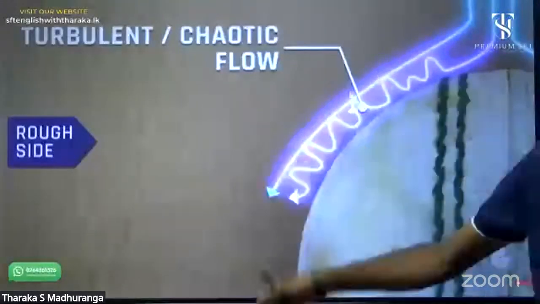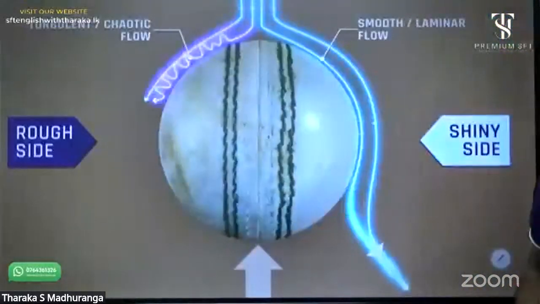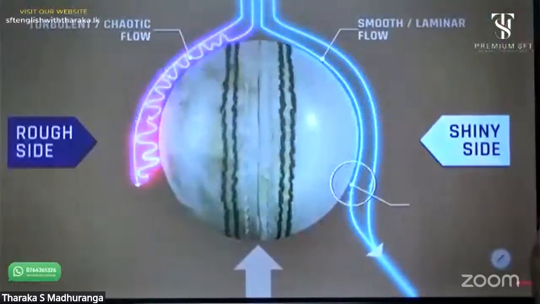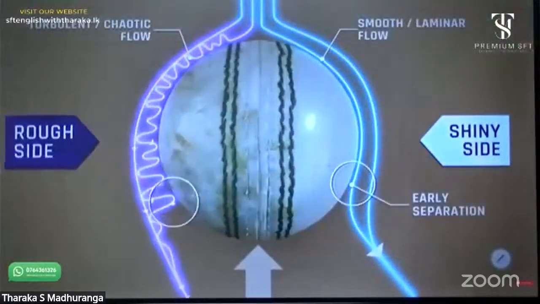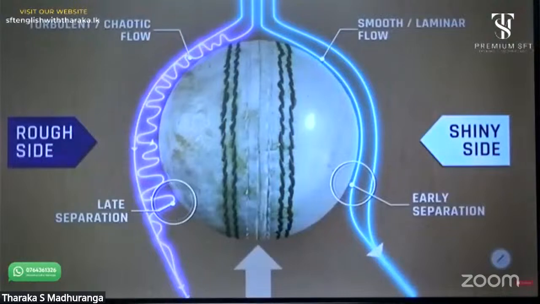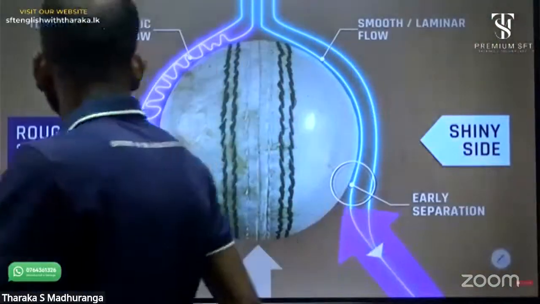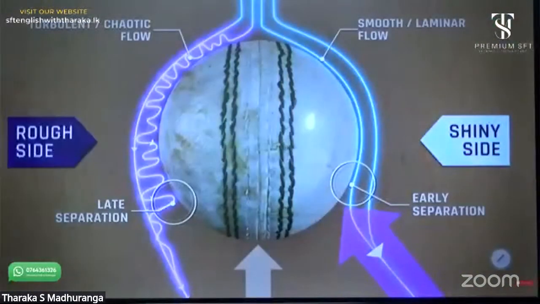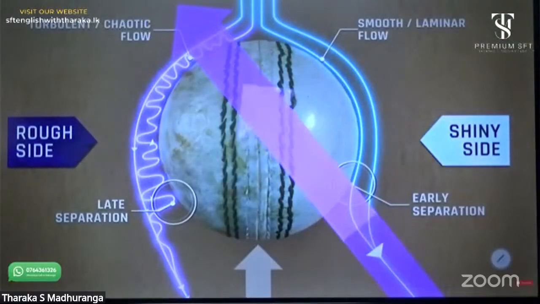The air glides along the shiny side and leaves the shiny surface earlier than the air on the rough surface. When the air on the shiny side leaves the surface of the ball early, the ball experiences a force in the opposite direction towards the rough side. As a result, the ball swings towards the rough side, or away from the right-handed batter.